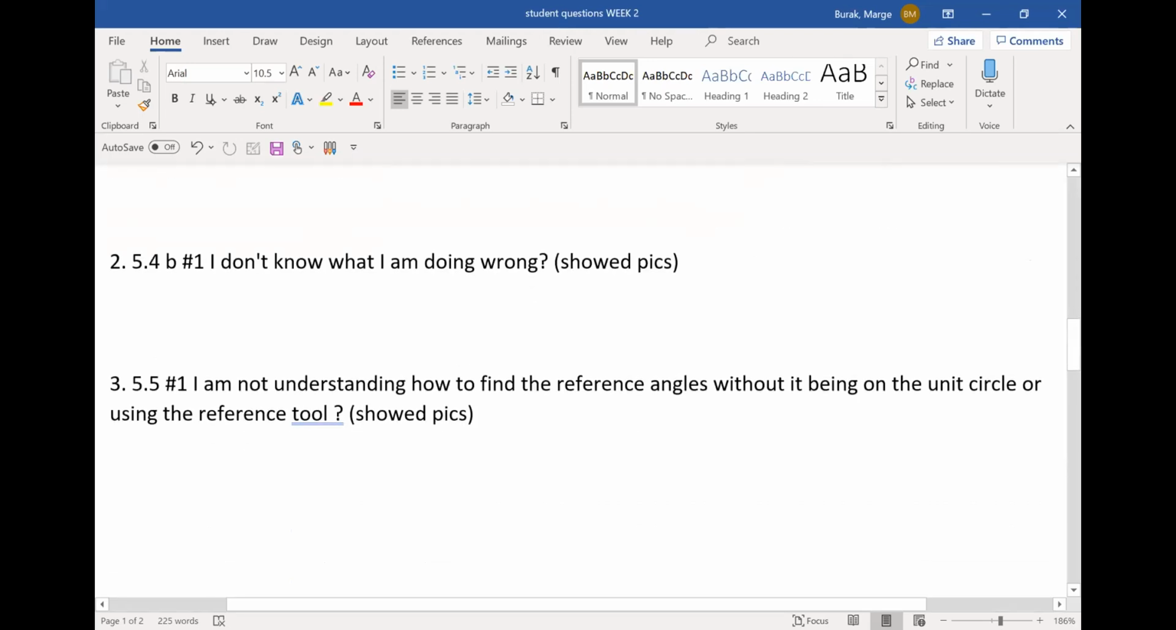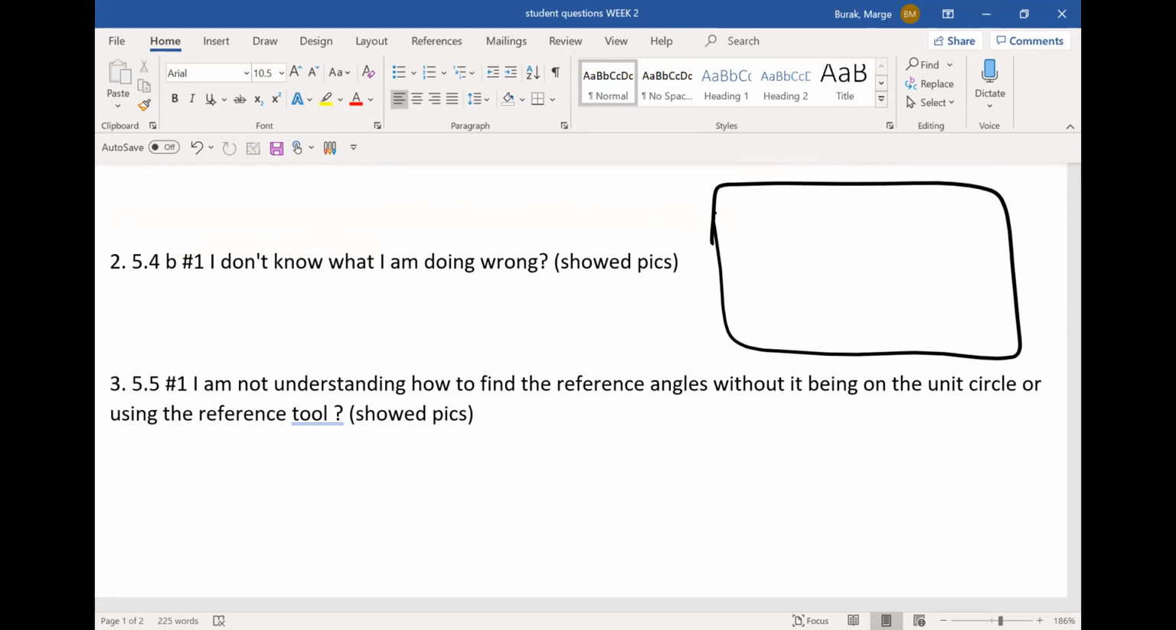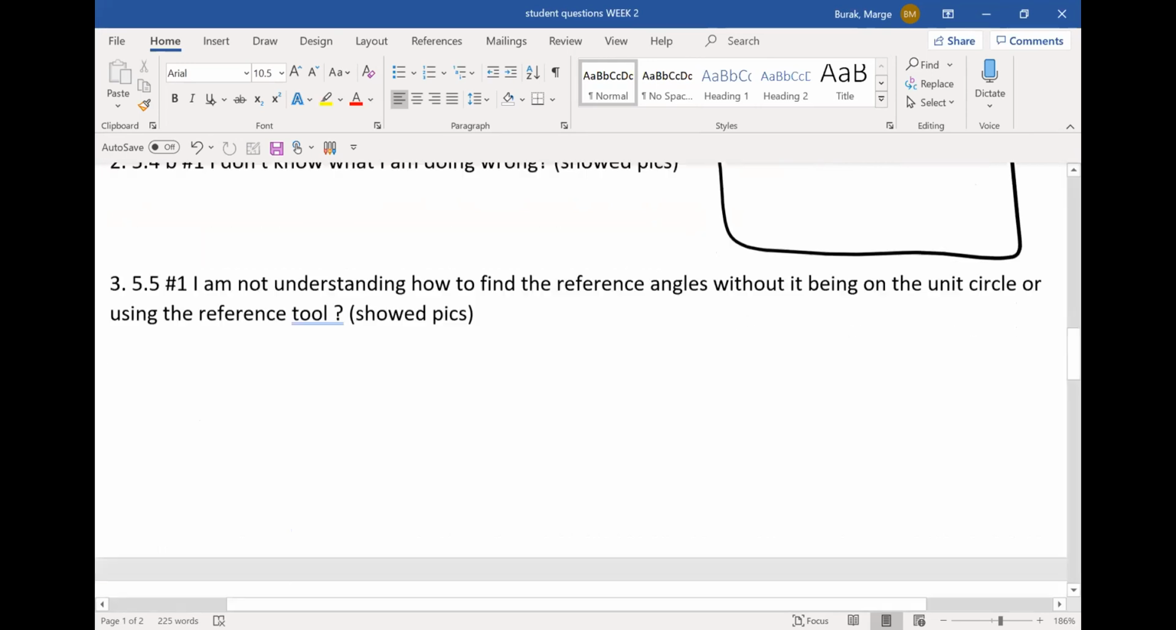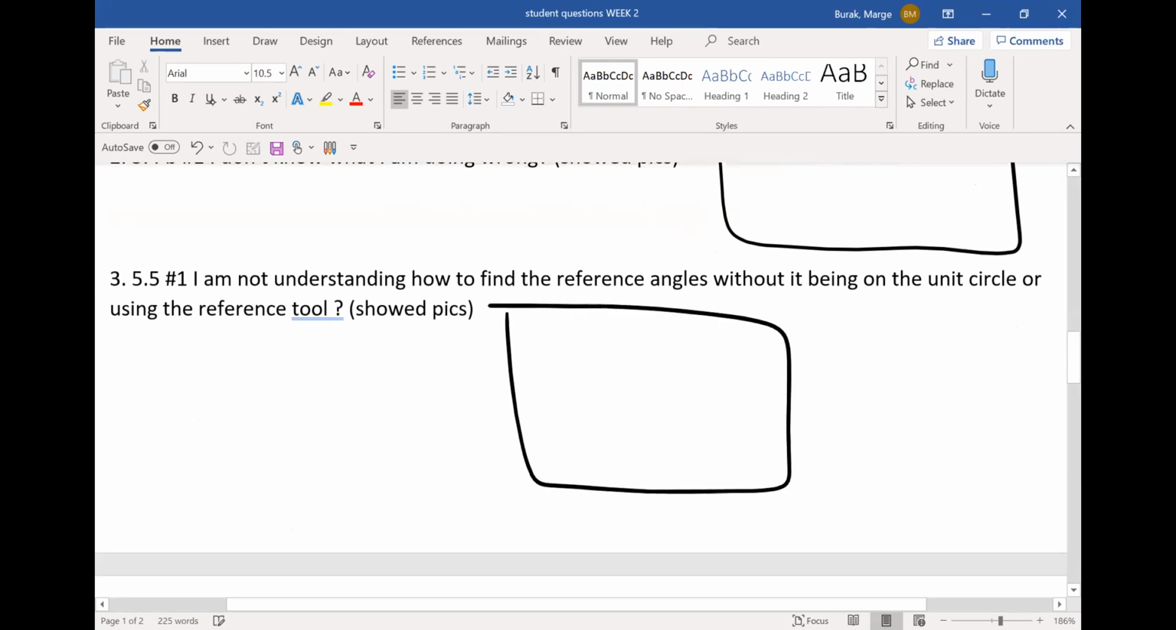And then even just this, I don't know what I'm doing wrong. And then they show me a picture of what you're doing. Just send me the photo. It's awesome. And same with this. The pictures show me what you're talking about.